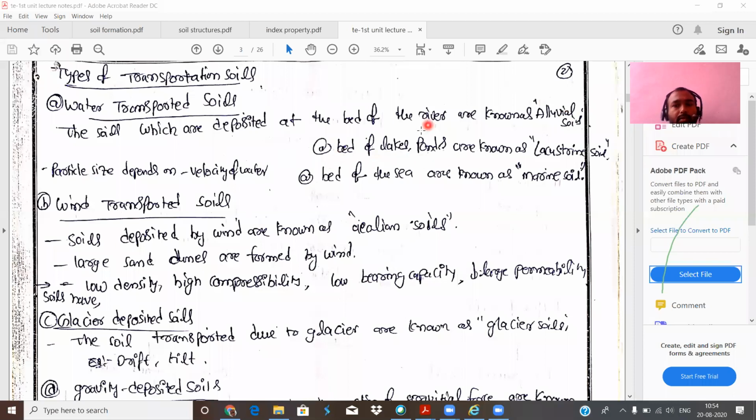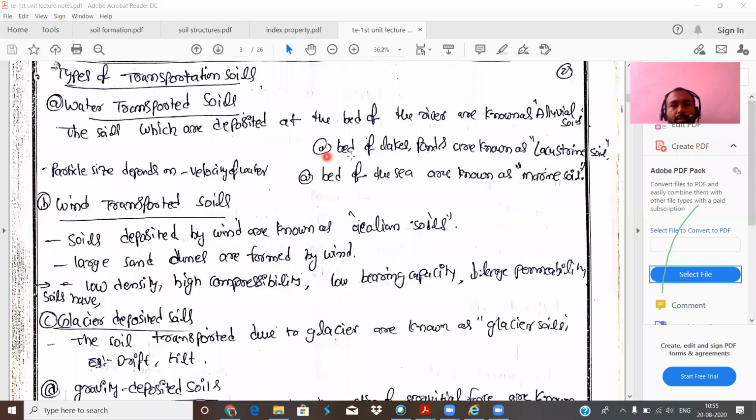What is the difference between river and lake? River is a continuous and narrow type of water area, moving from place to place. Lake means it is not moving at any place. It stays only at one place. It is a very wide area. So that is the difference between river and lake.